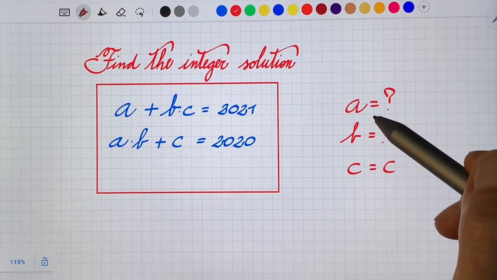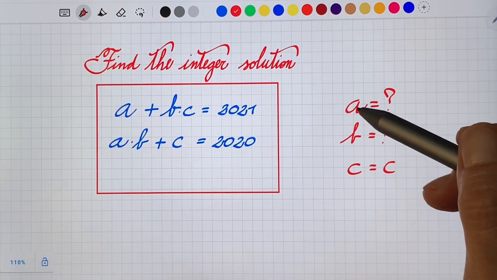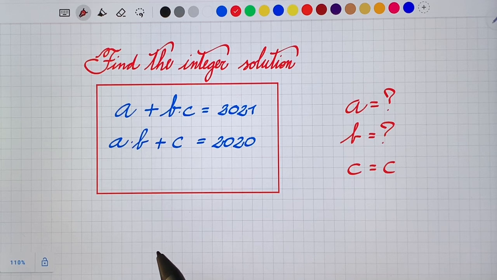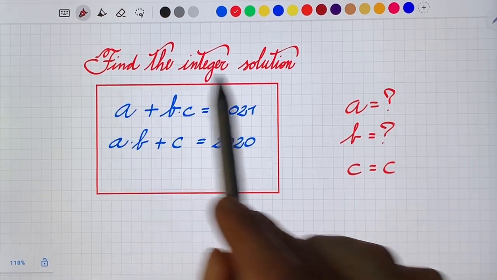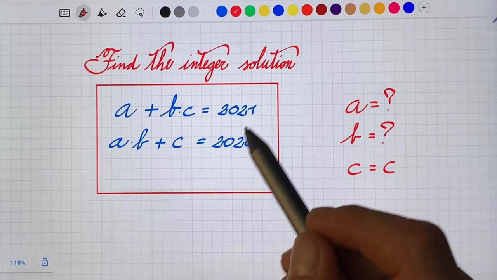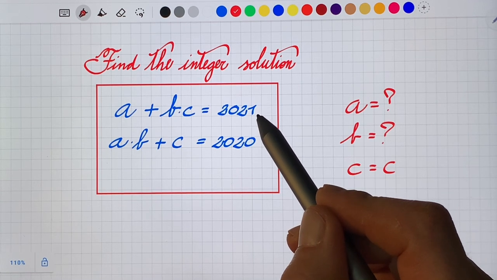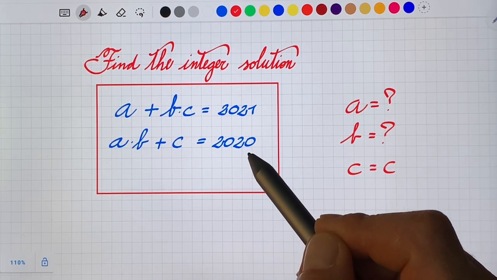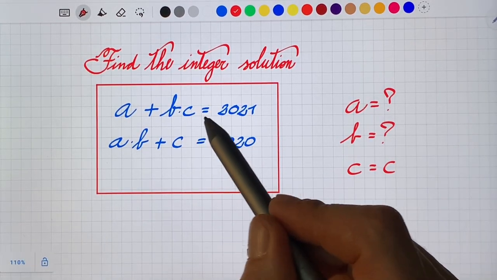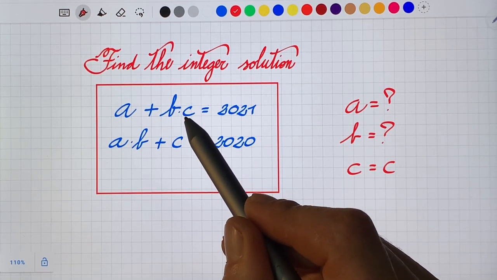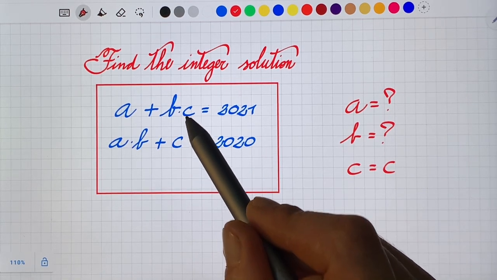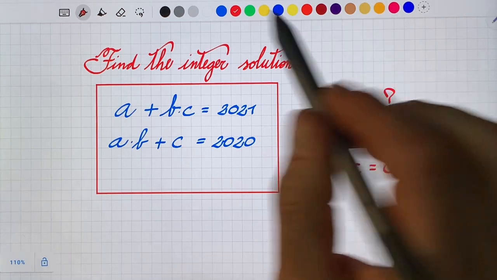Now, as you probably know, whenever you have three unknowns, you should have three equations to solve it. In our case, we have two equations, but this sentence will help us, and I will show you how. Given the known term of the first equation is 2021, and the known term of the second equation is 2020, and the difference is just 1, I will subtract the second equation from the first equation. So, what I will do is the following.